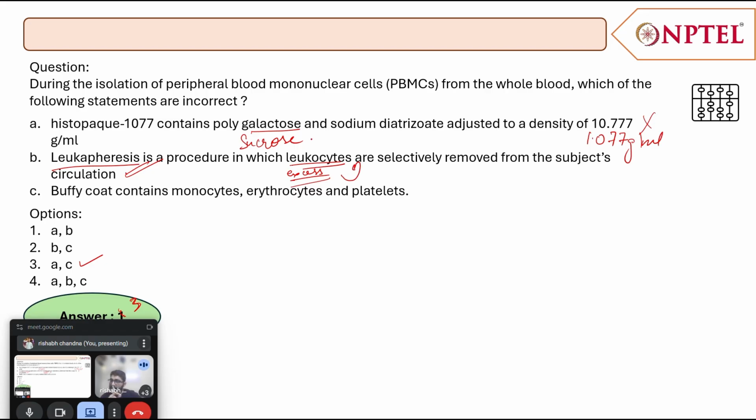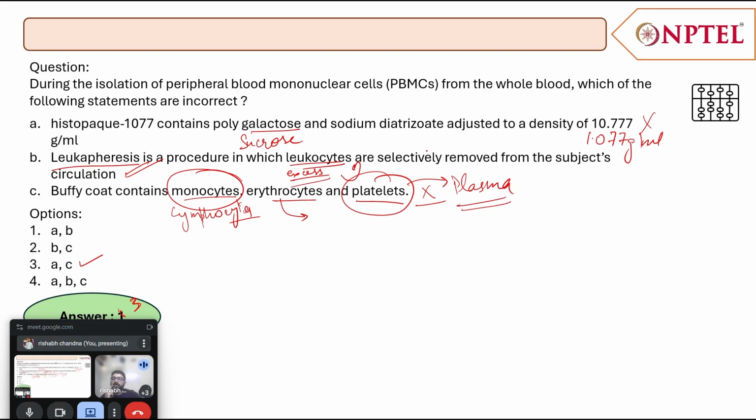Then the third point is that the buffy coat contains monocytes, erythrocytes, and platelets. No, this statement is also false. The buffy coat contains only monocytes out of these, and the lymphocytes. Erythrocytes are present just below the Histopaque, and platelets are collected in the plasma section. So this statement is also false. So the incorrect statements are options A and C, so option 3 is correct here. Any doubts in this particular question?